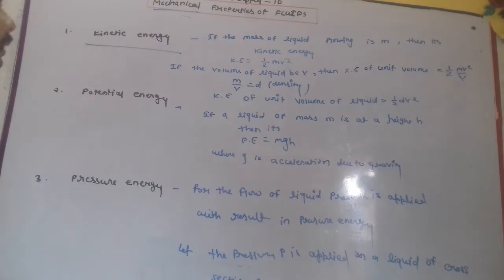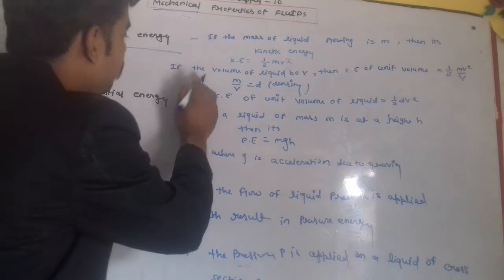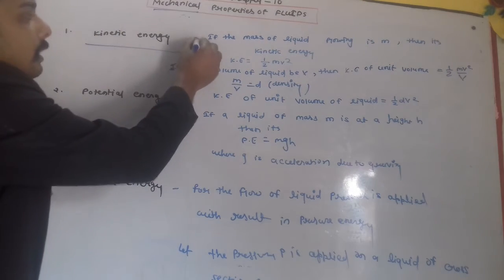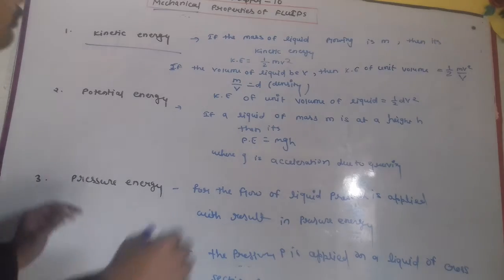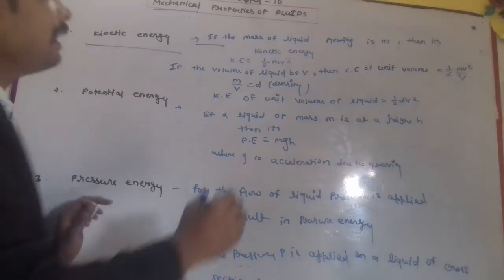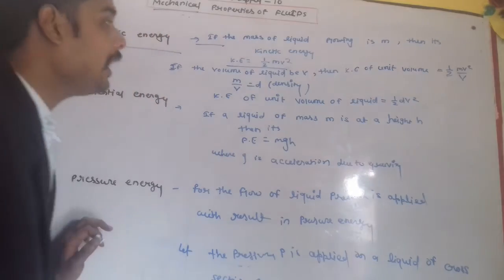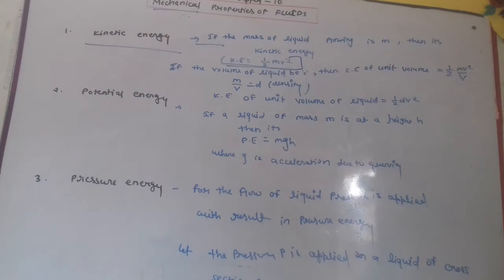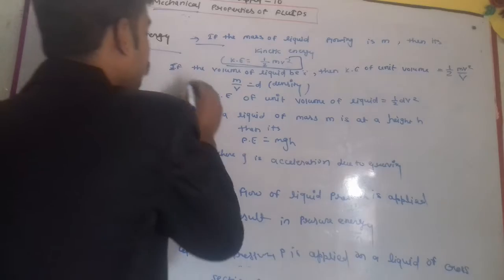As we study, the energy associated with a moving particle is known as kinetic energy. But there is a different meaning in a liquid. If the mass of a liquid flowing is m, then its kinetic energy is represented by KE equal to 1/2 mv squared. That means the kinetic energy of a particle is related to half mv squared.